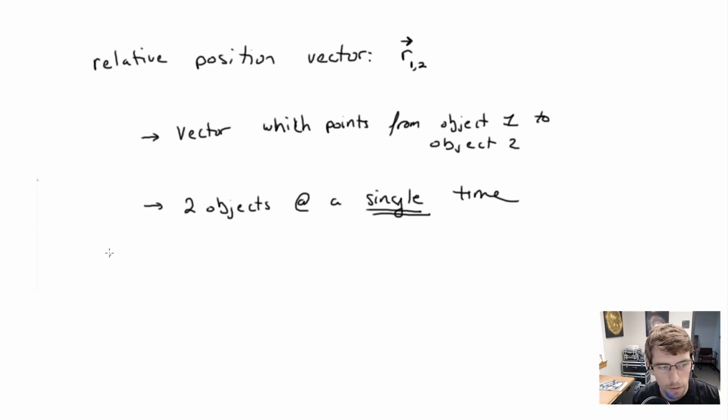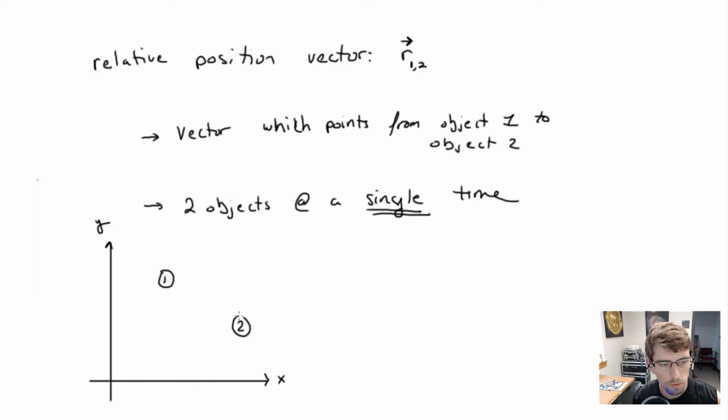Well, if you're given 2 objects, let's go ahead and draw in my coordinate axes. It's always good to have a coordinate axis. Here's object 1. We'll say here's object 2. You have the position vector of object 1. That's from the origin to object 1, which I will call R1. You have a second position vector, which goes from the origin to the second object, which we will call R2.